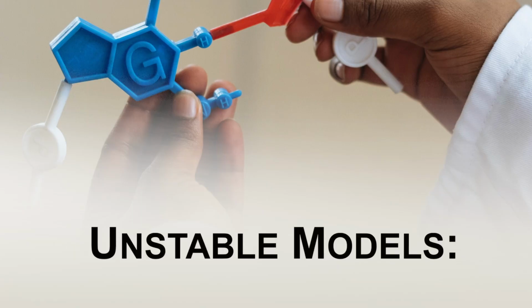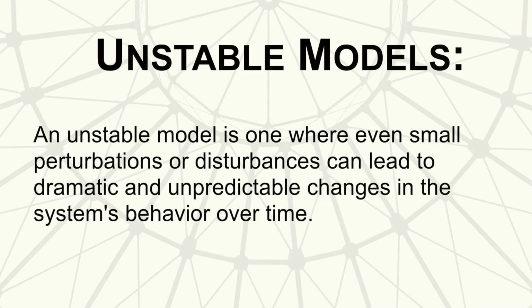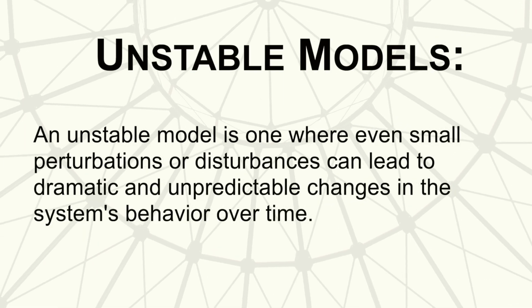Unstable models. An unstable model is one where even small perturbations or small changes or small disturbances can lead to dramatic and unpredictable changes in the system's behavior over time. That is, a very small change in the input can lead to a drastic change in the output feature in case of an unstable model. From the name itself, these models are unstable.